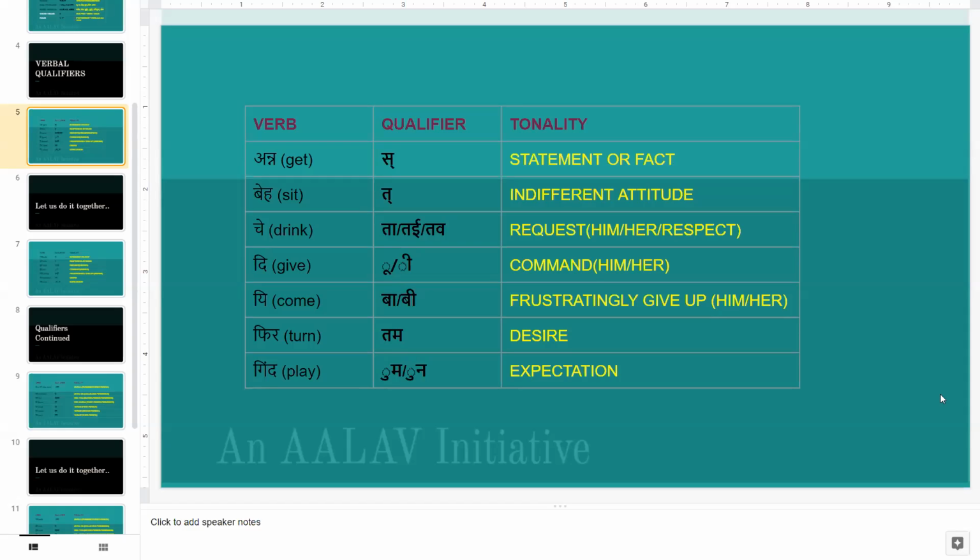Then behba, behbi is frustrating. Okay, you're giving up. Behtam is a desire. So you're desiring that that person should sit next to you.